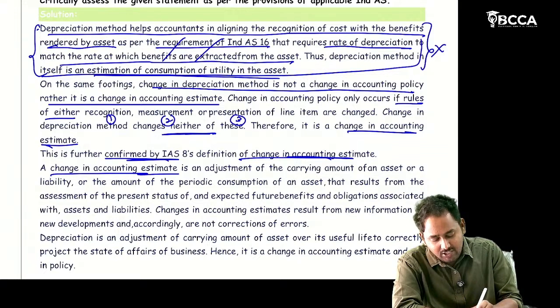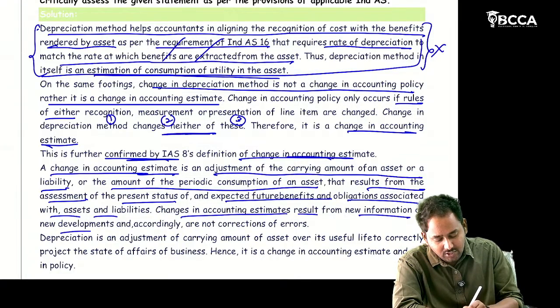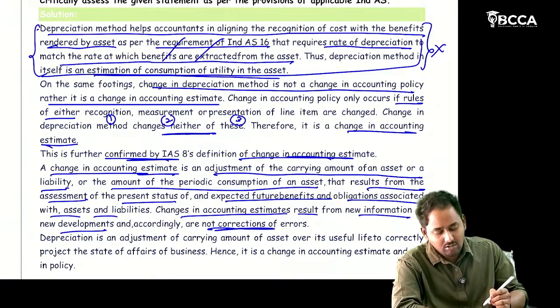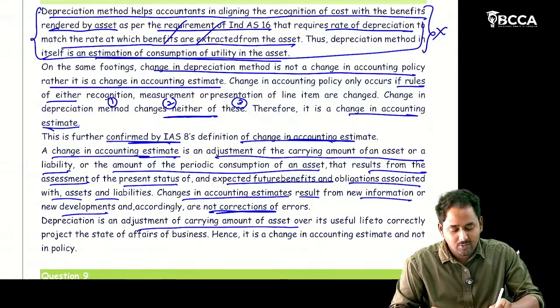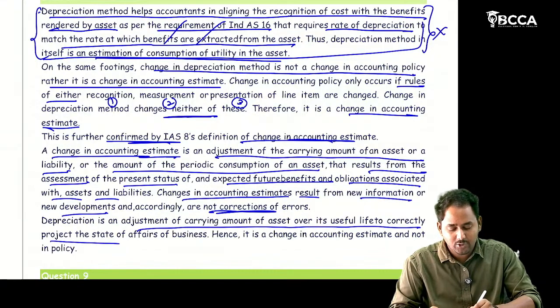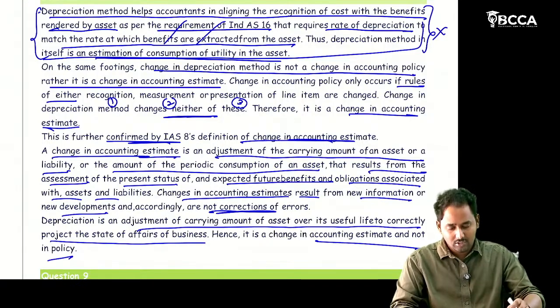A change in accounting estimate means an adjustment of the carrying amount of an asset or liability, or the amount of the periodic consumption of an asset, that results from the assessment of present status and expected future benefits and obligations associated with assets and liabilities. Changes in accounting estimates result from new information and new developments, and accordingly are not corrections of errors. So depreciation is an adjustment of the carrying amount of assets over the useful life, to correctly project the state of affairs of the business. Hence it is a change in accounting estimate, not in policy.